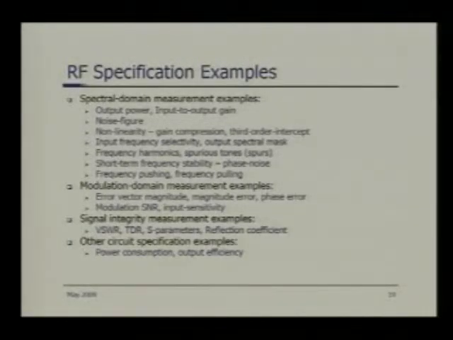If it says that the maximum amount of spurs that can happen at a transmitter output is 30 dBc, it means that all the spurious tones coming out of the RF output must be 30 dB or more below the carrier frequency power level.